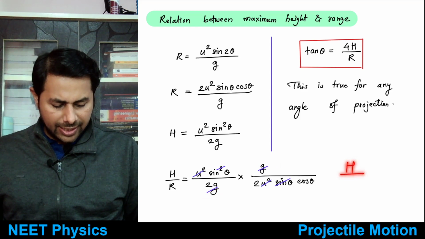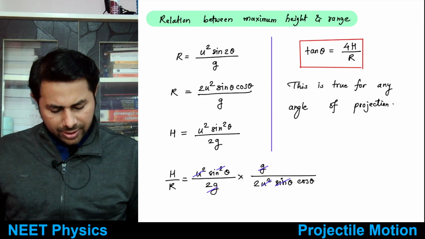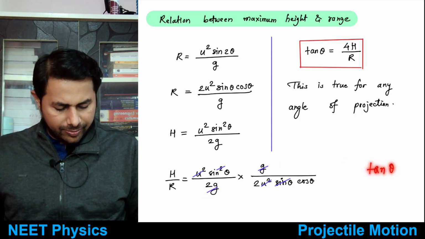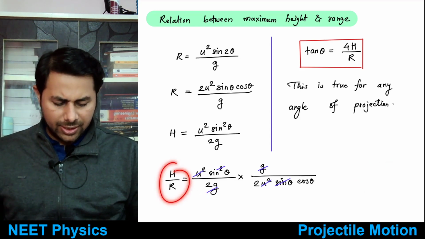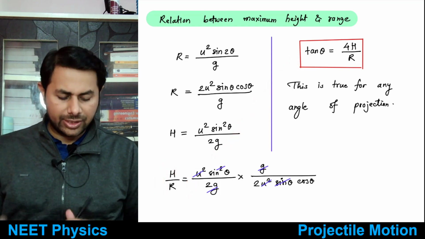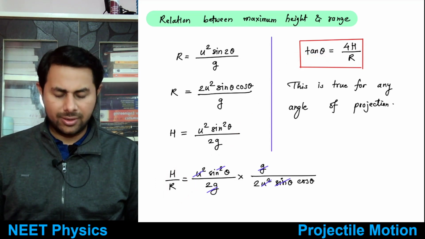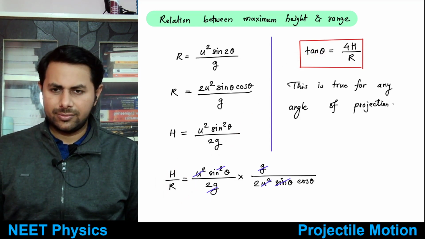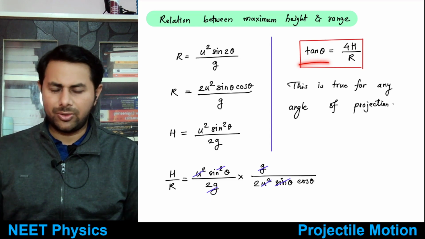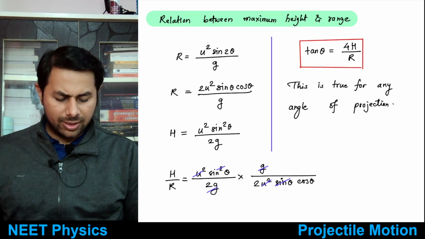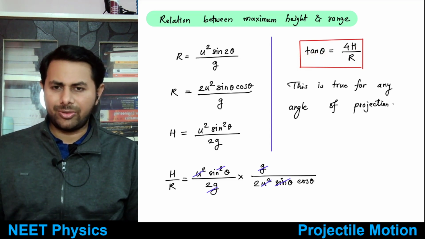So what remains is h upon r is just equal to tan theta by 4. This 2 times 2 gives tan theta by 4, and if you simplify that, you will get tan theta is equal to 4h divided by r. And this is true for any angle of projection. Tan theta is equal to 4h divided by r is true for any angle of projection.